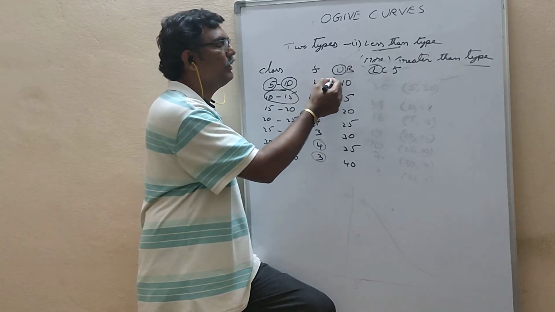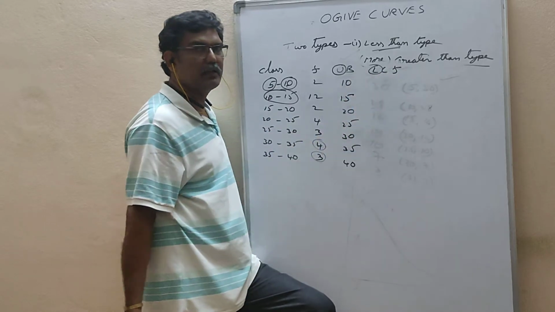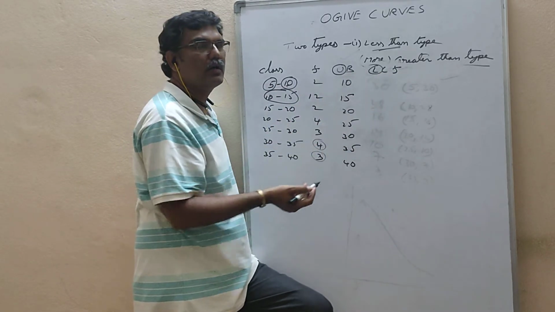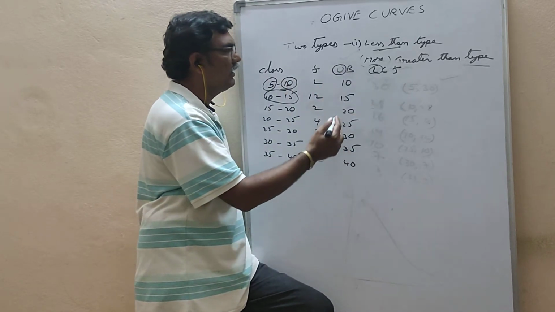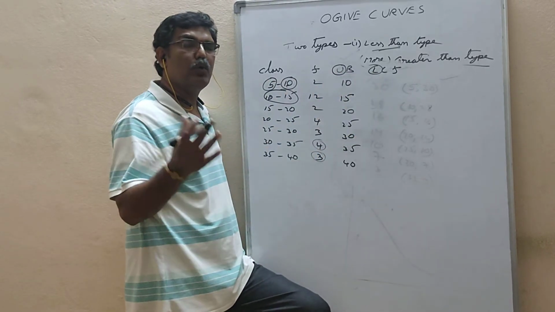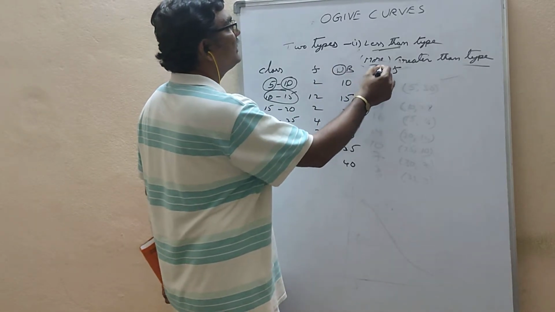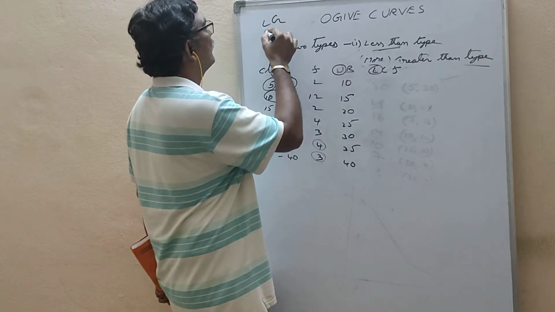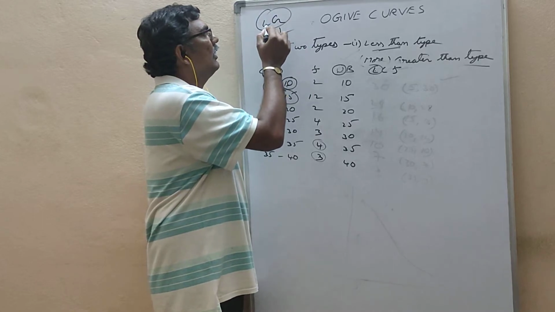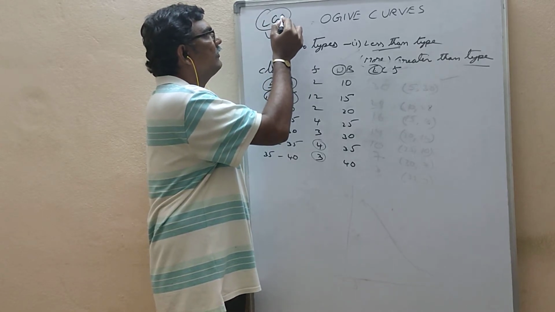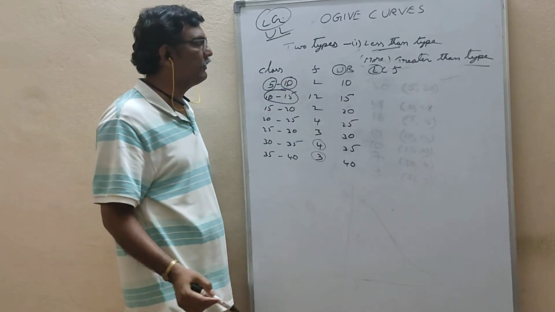UL. Many students here will write lower boundary and then write LCF. So the ordered pairs will be wrong. If you write lower boundaries instead of upper boundaries, the ordered pairs will be wrong and you won't get any marks. So the easy way is: lower boundaries, GCF, greater than cumulative frequency. Upper boundaries, LCF, less than cumulative frequency.